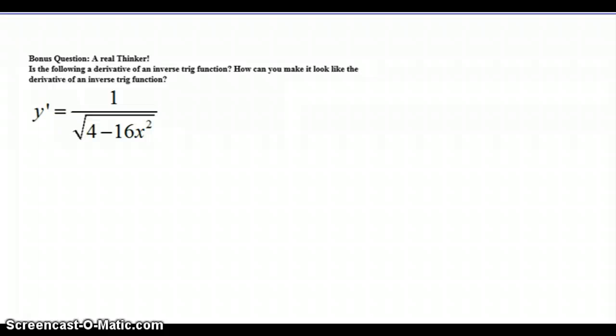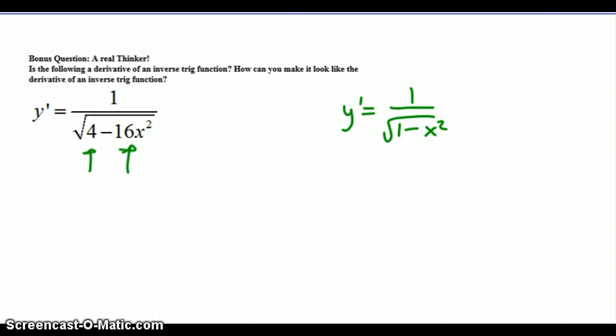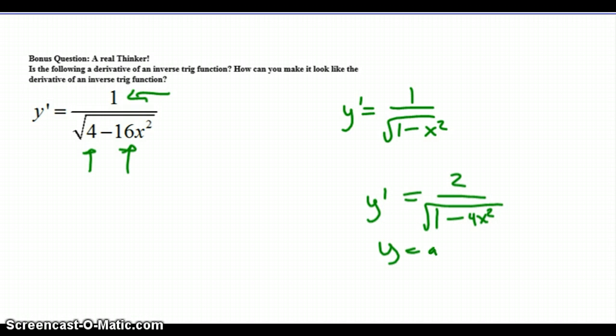So I've got another question. I have this thing, 1 divided by square root of 4 minus 16x squared. It looks a lot like one of our inverse trig derivatives. It looks a little like the derivative of arc sine. But there's this funky 16 and 4 happening, and I still have this 1 on top, which is a little different from the problem we just did, where we had a 2 on top, and we had 1 minus 4x squared underneath the square root sign. That was the derivative of arc sine of 2x.